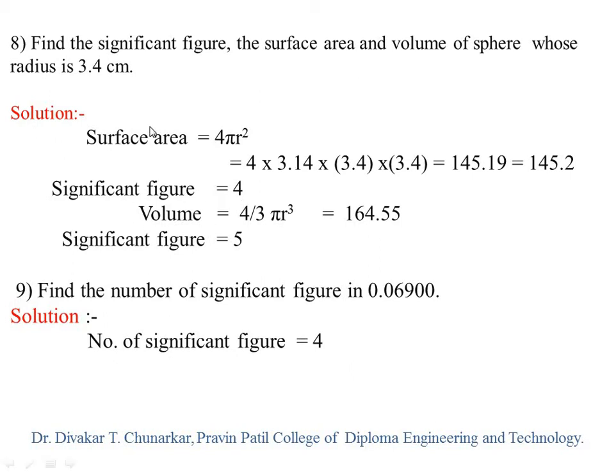Then volume of the sphere, that is 4 by 3 pi r cube. This is the formula for volume of the sphere. So we put the value of pi 3.14, and r is 3.4 into 3.4 into 3.4, because here is r cube in the formula. So our answer is 164.55. So in this value 164.55, there are 5 significant figures. Significant figures are 5 in this value, volume of the sphere.